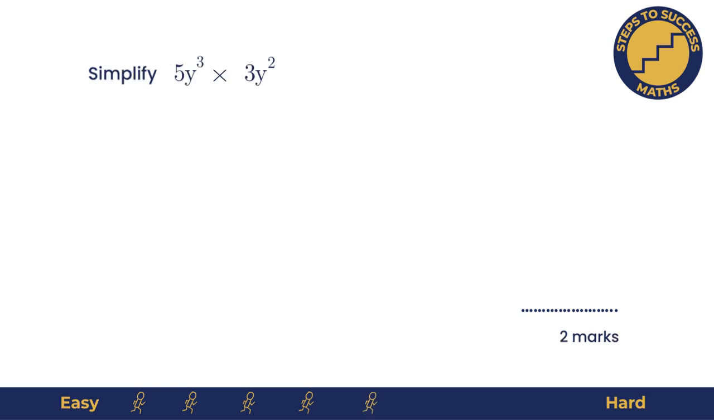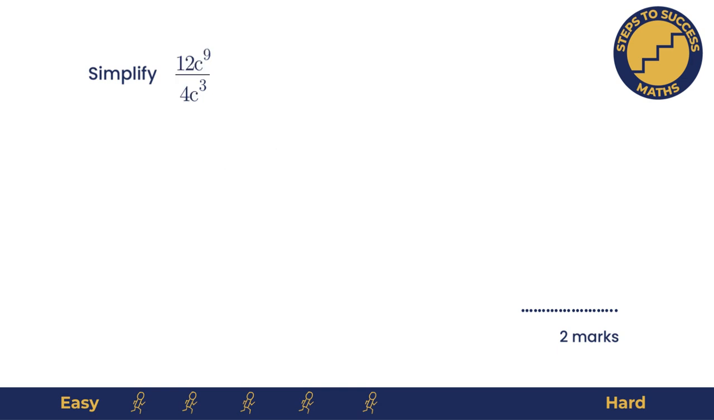Simplify. 5y to the power of 3 times 3y to the power of 2. So first of all, we're going to multiply the numbers. 5 times 3, so that's 15. Then we've got y to the 3 times y to the 2, and we add the powers, so y to the 5. 15y to the 5.